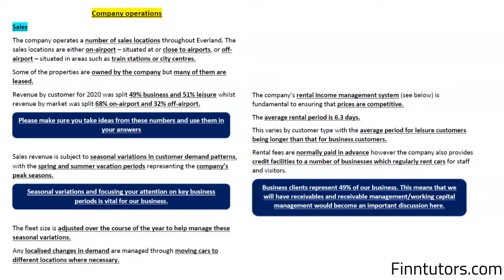So out of your total 100% revenue, 49% came from business travelers, 51% came from leisure travelers. If you split it by market, 68% of your revenue was on airport sites. So you can see how important they are for your business. And 32% were off airport sites. So please make sure you take ideas from these numbers. Remember that on airport sites are very important for my business.